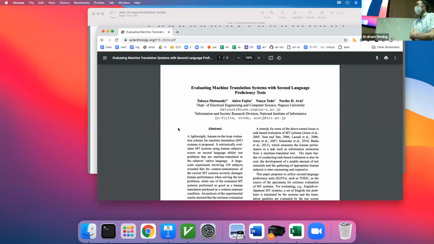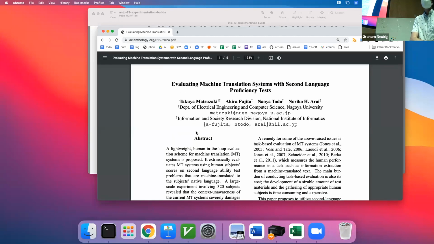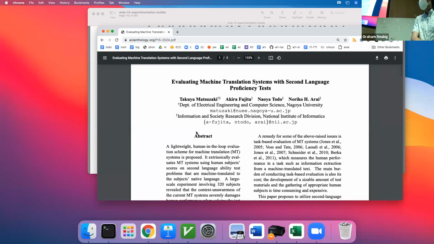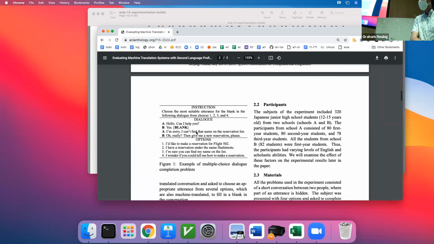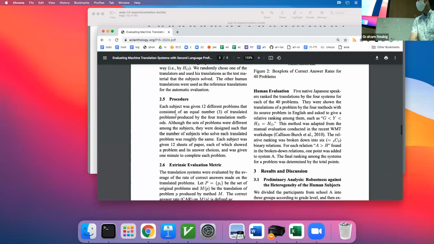This is a paper called Evaluating Machine Translation Systems with Second Language Proficiency Tests. It's a short paper, very easy to read. Basically, they have 3 settings, and their evaluation metric here is whether Japanese middle schoolers can solve second language proficiency tests in English after translating them into Japanese. So you take the English proficiency test, translate it into Japanese, and see if they can solve it. I think the experimental setup's also interesting.